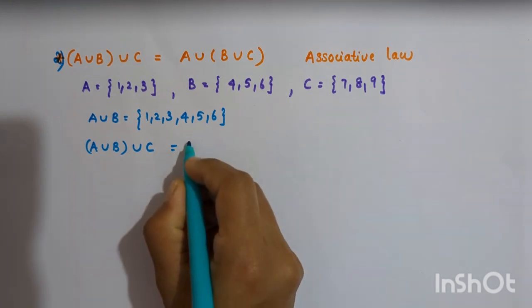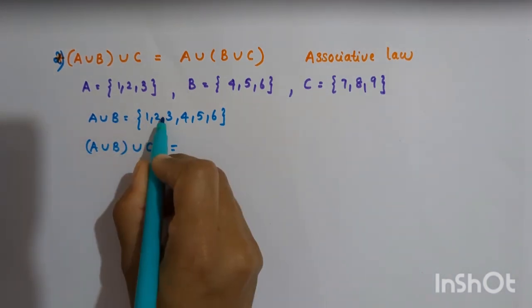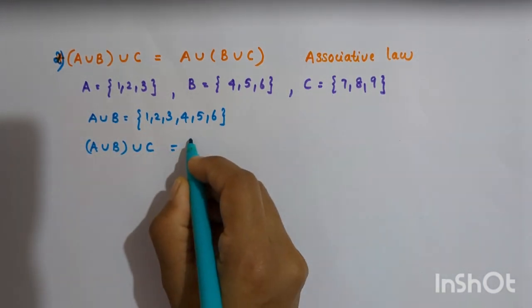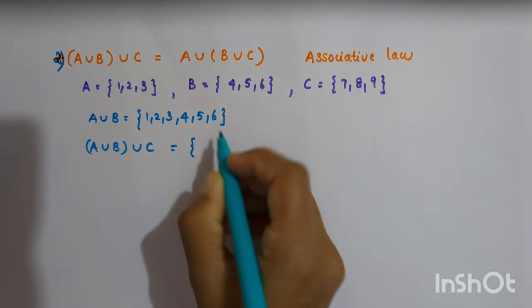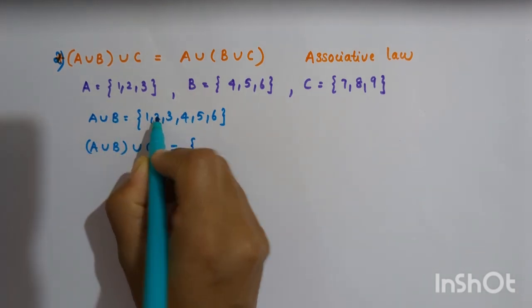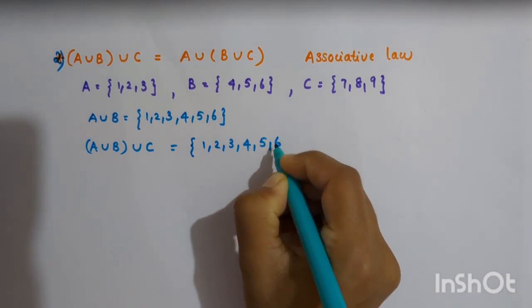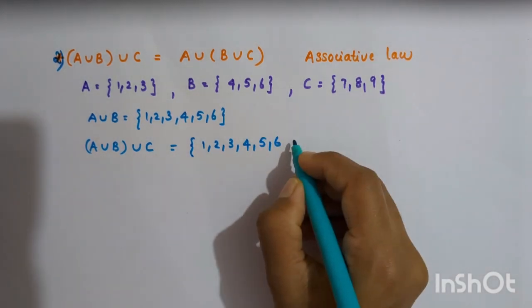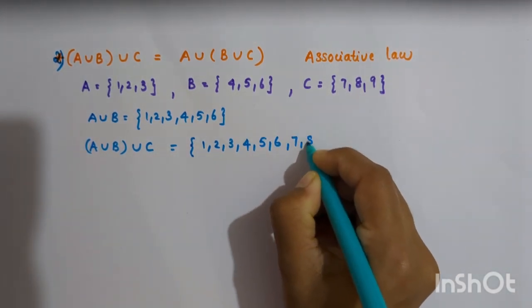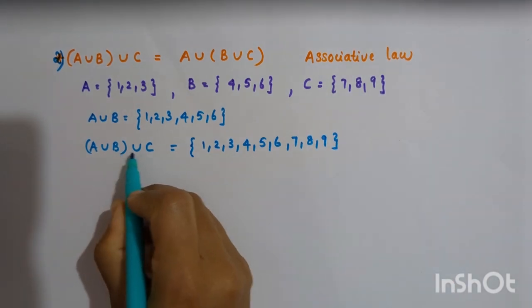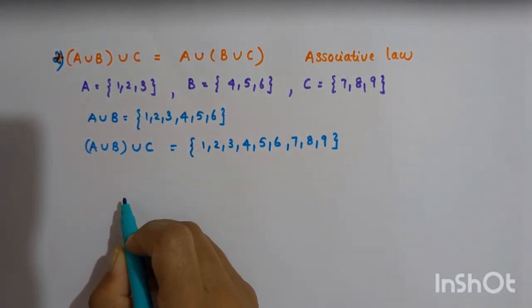So when we write the union, A union B, this set union this set. When we take the operation union, we have to write all the elements in A union B. That is 1, 2, 3, 4, 5, 6. And we have to write all the elements in set C. So 7, 8, 9. So this is A union B union C.